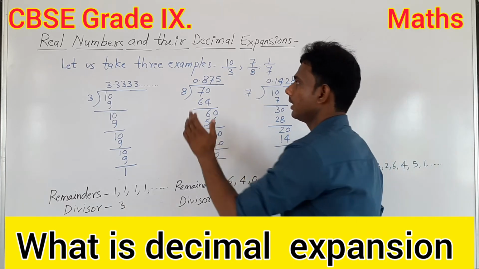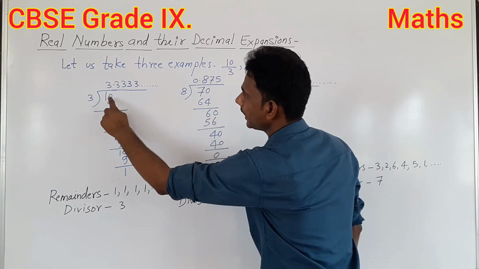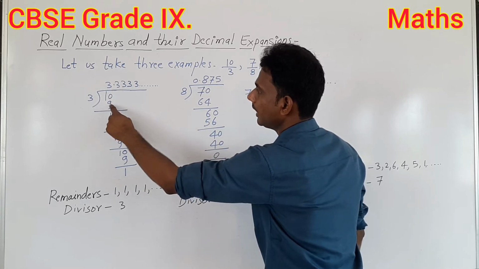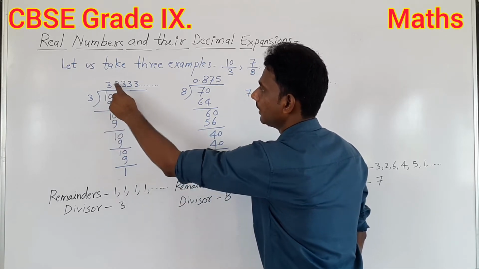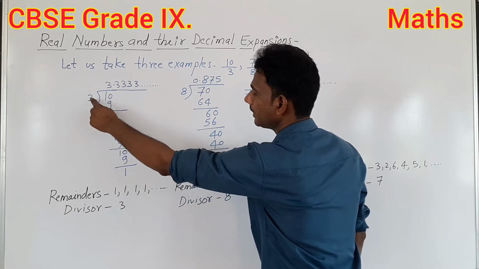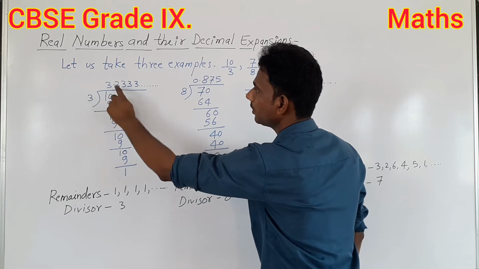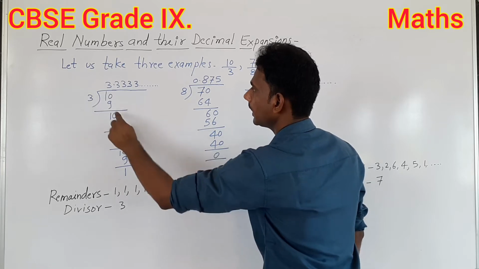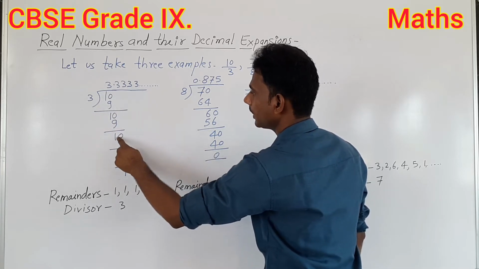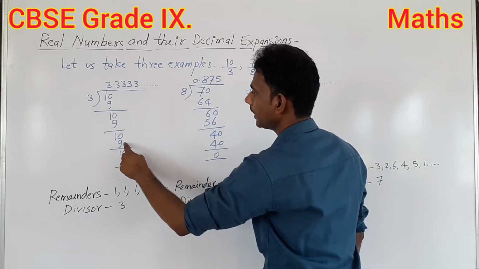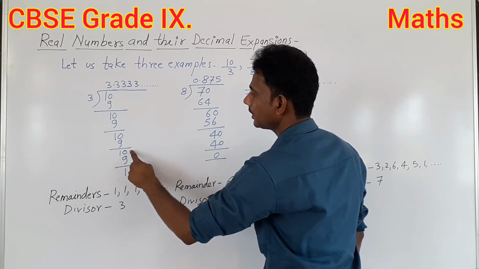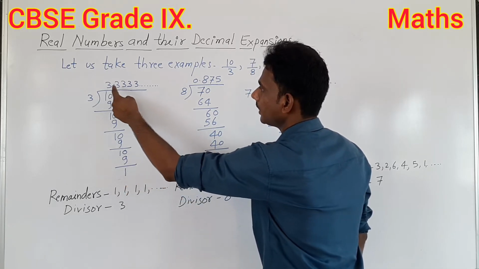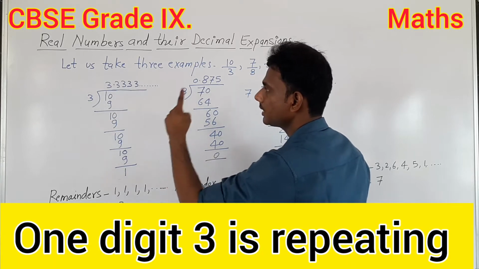So the first number is 10 upon 3. 10 upon 3 means 10 divided by 3. When you divide 10 by 3, 3 3s are 9. You write here 9, 10 minus 9, 1. Since 1 is less than 3, 1 is not divisible by 3, so you put a decimal here and write 10. 3 3s are 9, again the remainder is 1. Again you write 0. 3 3s are 9, again the remainder is 1. You write 0 again. Means 3.3333, one digit is repeating.